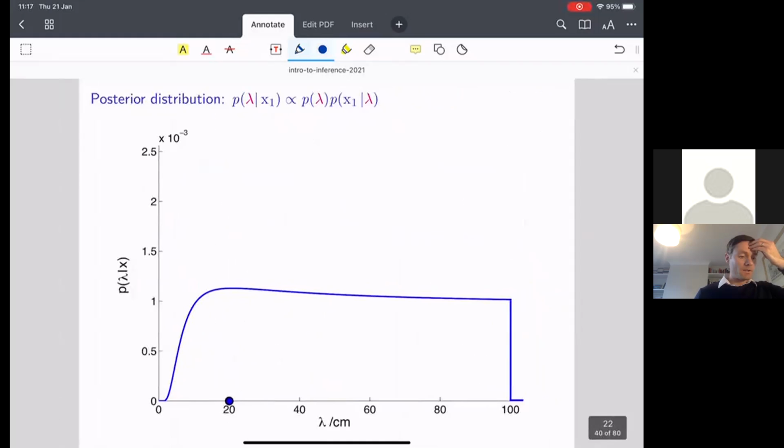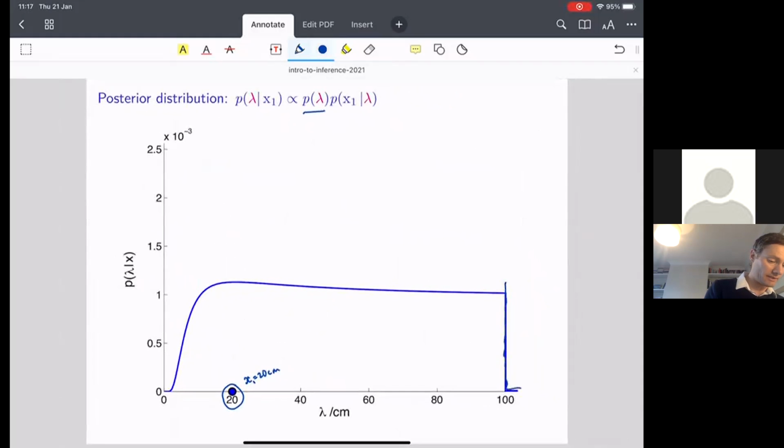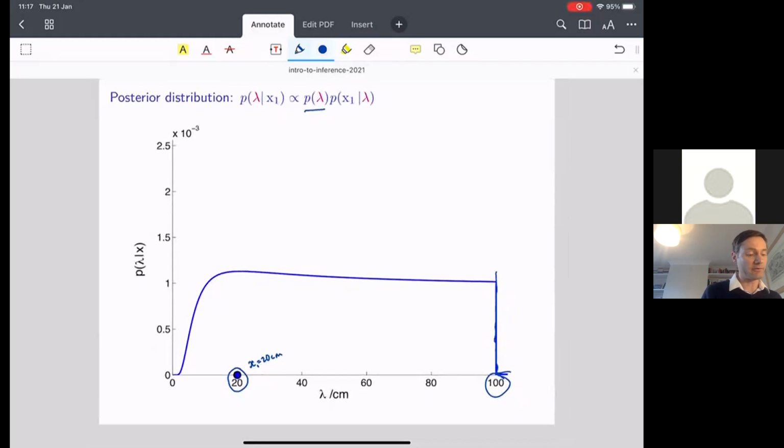So here we start with one data point and we form our posterior distribution. We take, in this case, a data point, imagining around x equals 20 centimeters as our first data point. This is x1, and we multiply it together with our prior, p of lambda, which we said was a uniform distribution between 0 and 100. That's what's causing this sharp cutoff here at 100 centimeters. We multiply the two together and renormalize, and that gives us our first posterior distribution.